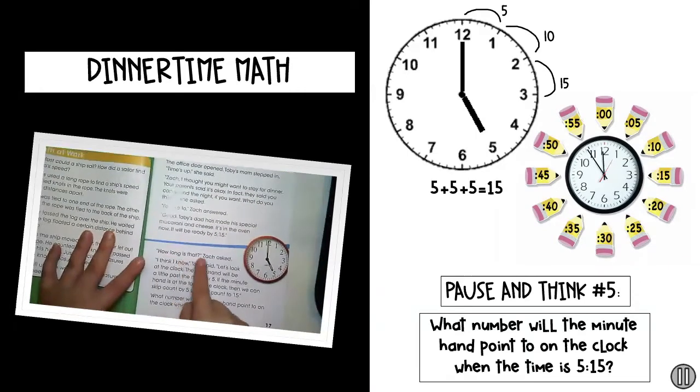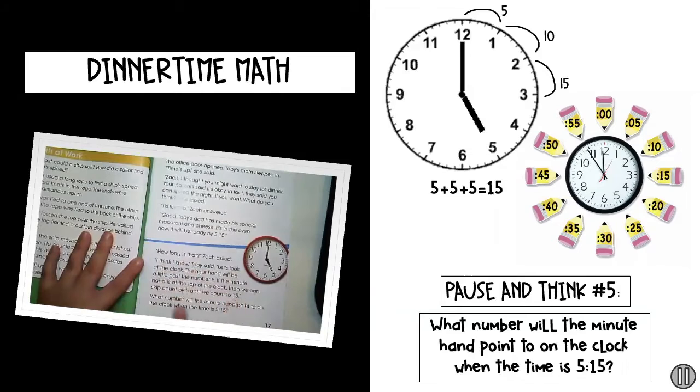How long is that? Zach asked. I think I know, Toby said. Let's look at the clock. The hour hand will be a little past the number 5. If the minute hand is at the top of the clock, then we can skip count by 5 until we count to 15. What number will the minute hand point to on the clock when the time is 5:15?